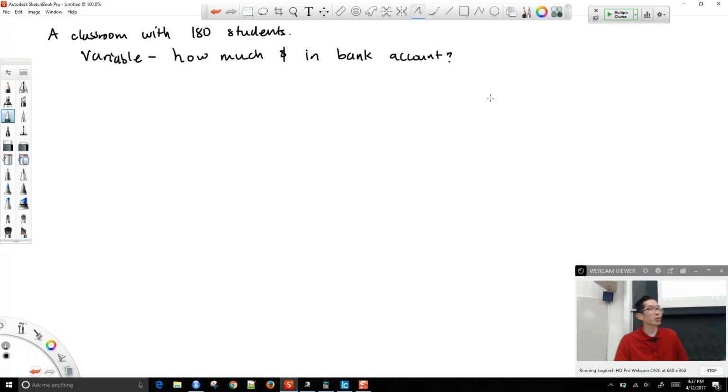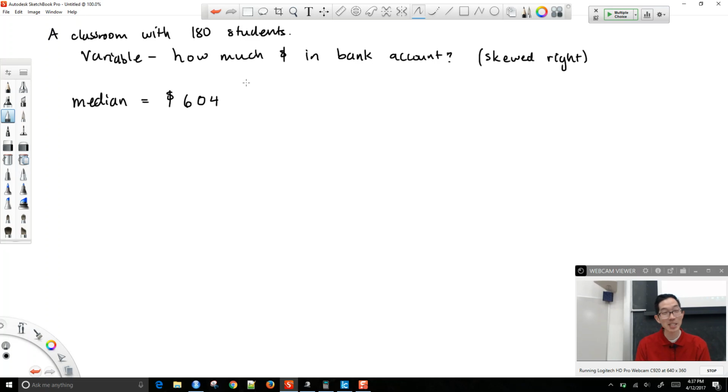And so this distribution is skewed right, because some people might have a lot of money in their bank account, and so they would be on the extreme high side, whereas most college students, that is not the case. I'm going to just make up some numbers. What do you think the median amount in the bank is? I don't think it's going to be 0. I'll say $604. I'm just making this up. Maybe this is a dream.